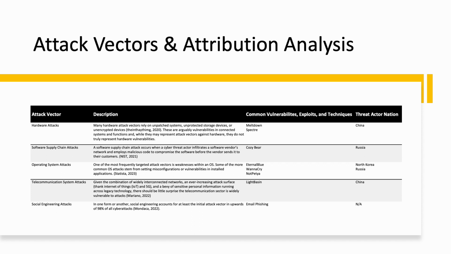The last thing that we're going to talk about is social engineering attacks. In one form or another, social engineering attacks account for at least the initial attack vector in upwards of 98% of all attacks. The most common social engineering attack is email phishing. And as far as threat actor nations associated with it, pretty much every nation is a threat actor in this case when it comes to email phishing.